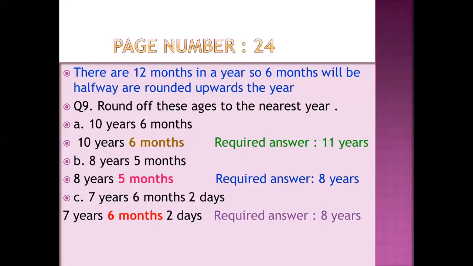The last part, 7 years, 6 months and 2 days. Again 6 months and 2 days. It means that the 7 years will become 8 years after the rounding off.